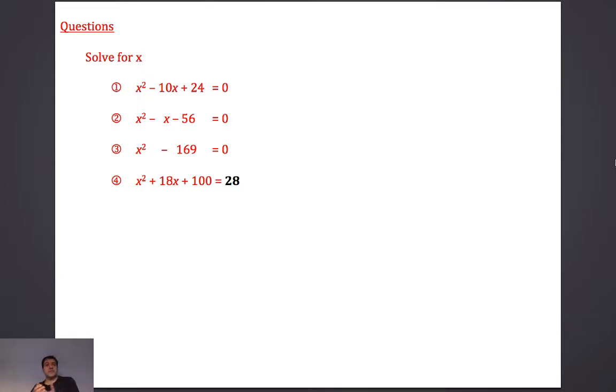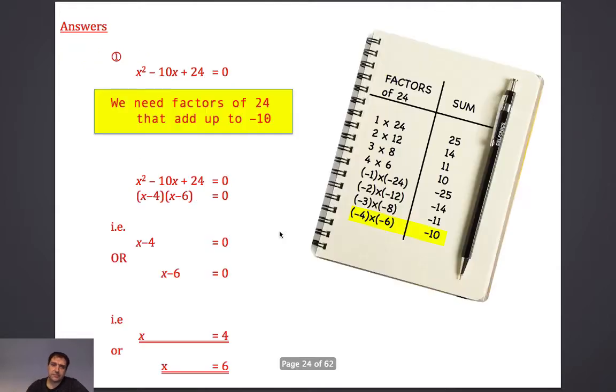So here's some questions that we did based on that. Pause the screen, have a go at them. There's a little tricky one at the end. Most of these are equal to 0, but then the last one is something equal to 28. So we can't use the thing about two numbers multiplied together being 0 if we've got a 28 there. So we need to think about doing something to that first, to both sides, so that we get something that looks like the other questions. So pause the screen, have a go at those, and answers coming up.